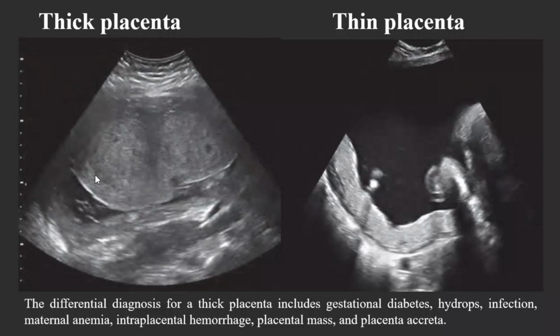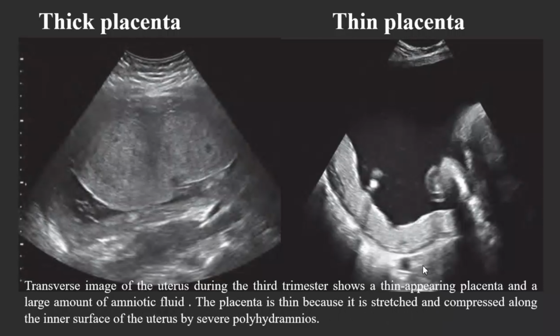Here we can see a significantly increased thickness of the placenta, and the differential diagnosis for this thick placenta includes gestational diabetes, hydrops, infection, maternal anemia, intraplacental hemorrhage, placental mass, and placenta accreta.